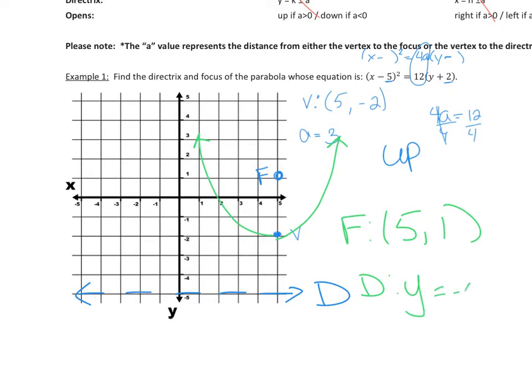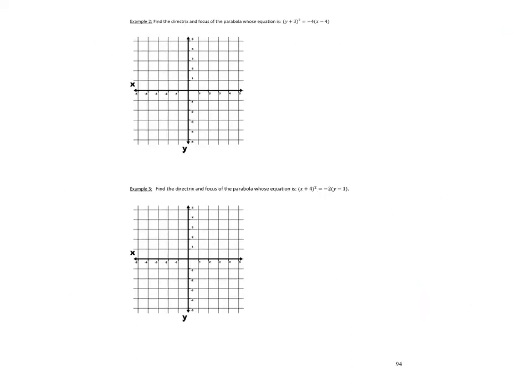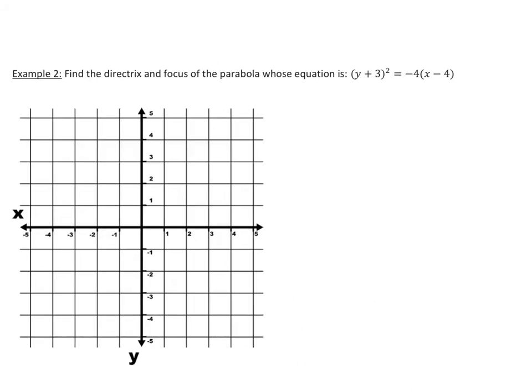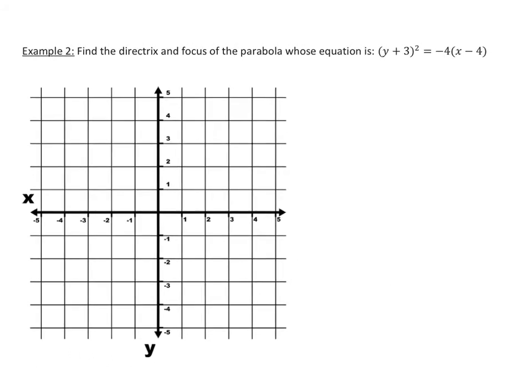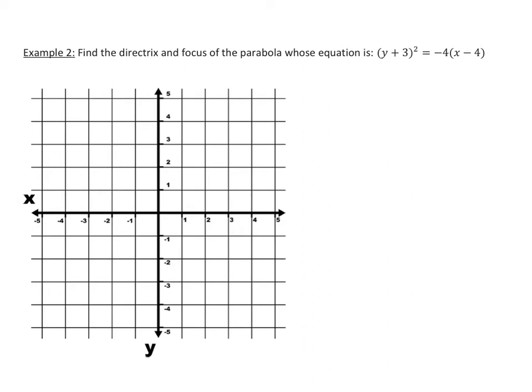Okay, so the next example says find the directrix and the focus of the parabola who has this equation. Now looking at the equation, you should notice that the y is squared here, which means that it's going to open left or right. And when you look at the 4 here, it's negative, so this means left. The vertex is these values, you just got to change the signs. So the vertex would be 4, -3, because the x is here and the y is here. It's kind of backwards when you deal with this.